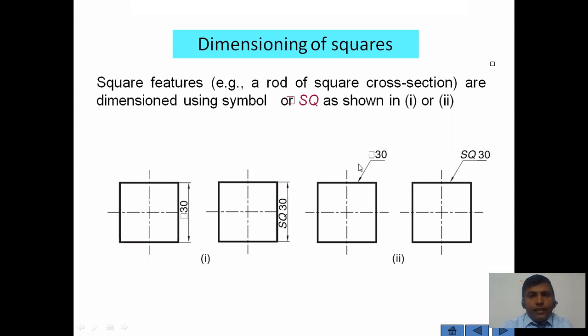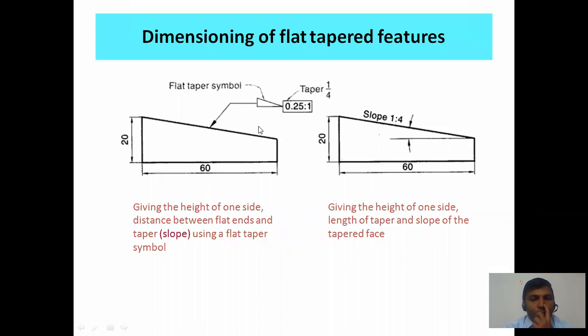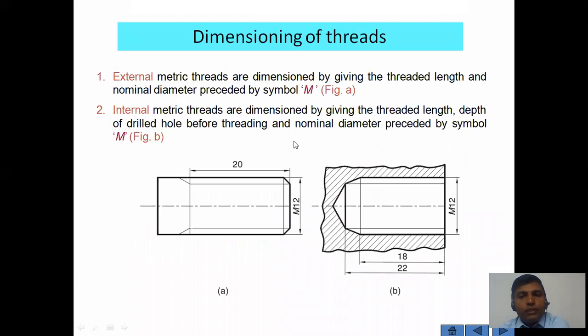some rules are there for dimensioning. Tapers are always measured. If a taper surface is there on a flat surface, we have to show that slope in terms of 1:4 or in this kind of form for the taper. Most of the time this is not in our syllabus.